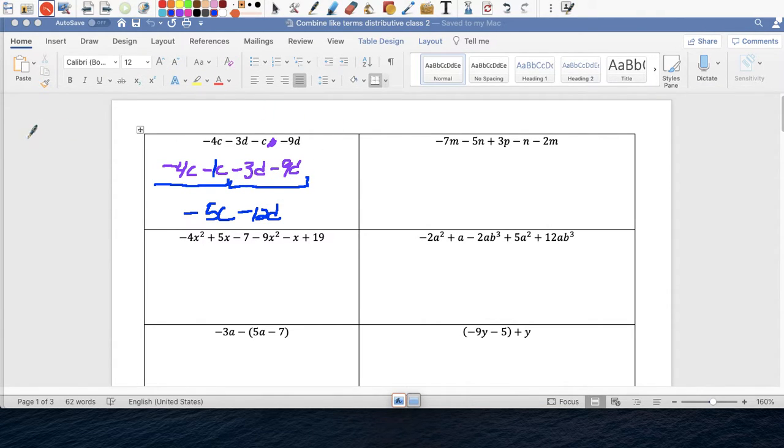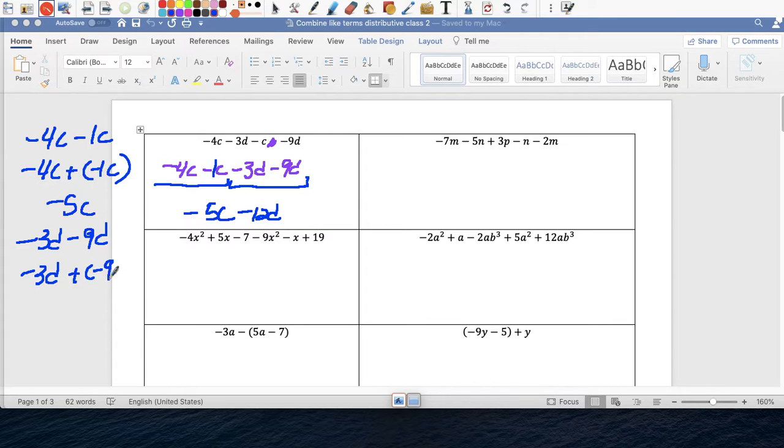And again, take your time, all right? And then you can always change this problem to an addition problem. It becomes plus negative 1c, right? And obviously you get negative 5c, right? And negative 3d minus 9d becomes negative 3d plus negative 9d, and that's how I got the negative 12d, but you already knew that. Okay, so the only step that I'm going to take extra here is that I'm going to combine, put the like terms next to each other, okay?